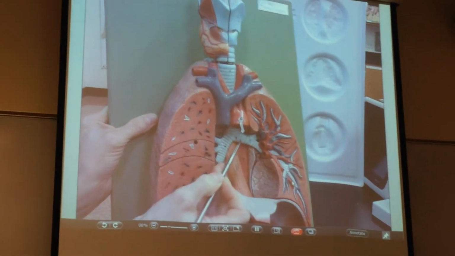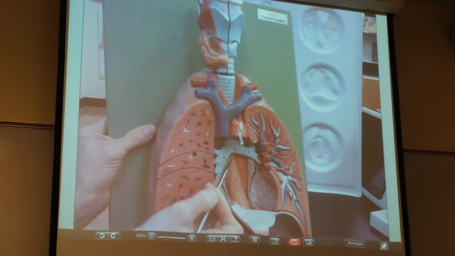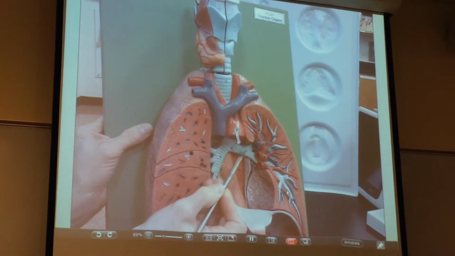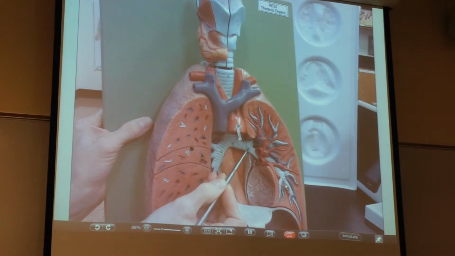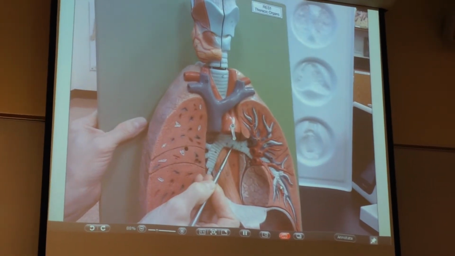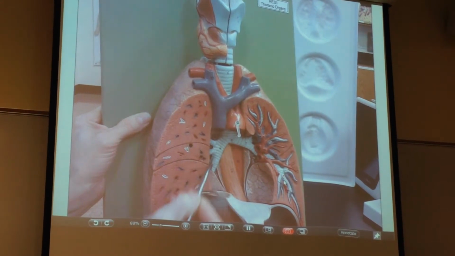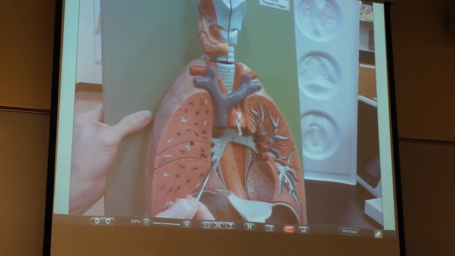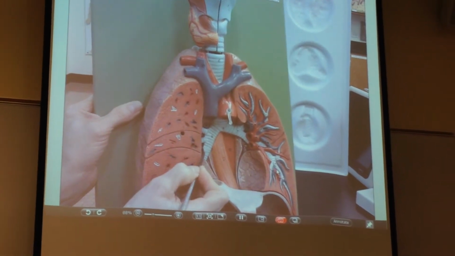Okay. What would this point right here be? Carina. And then what would this be right here? Primary. Right or left? Look at the angle of it. What's this one? Right or left? Right. Look at how straight up and down it goes. So this is why it's easier to lodge things over here on the right side.